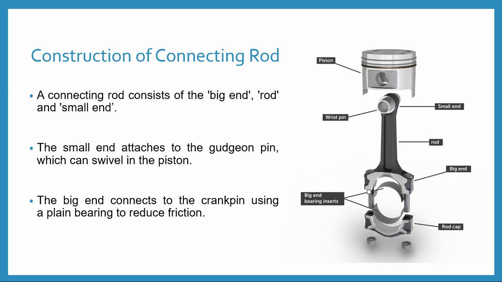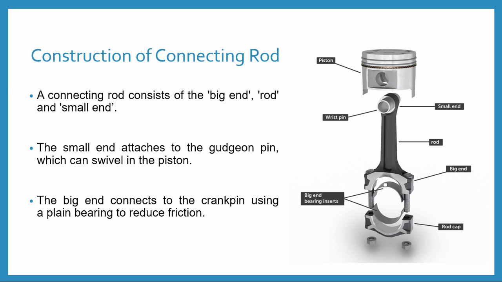the big end. In the small end, the wrist pin, piston pin or gudgeon pin is fitted here, and in the big end, the crank pin of the crankshaft is fitted here. This portion is divided into two parts, one half and another half. The other half, which is separated from the connecting rod, is called the connecting rod cap, and this one is called the big end.